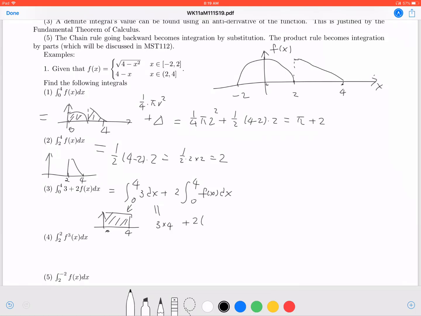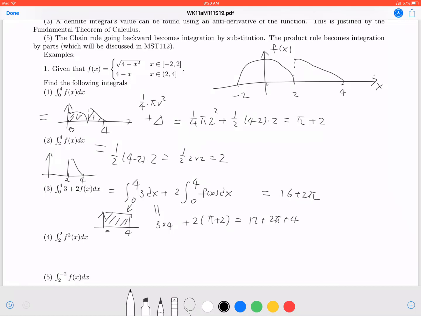And this part over here, we already computed. So this is 2 times pi plus 2. And that would be 12 plus 2 pi plus 4. So this answer over here is 16 plus 2 pi. All right, and we can see this is pretty fast to do.